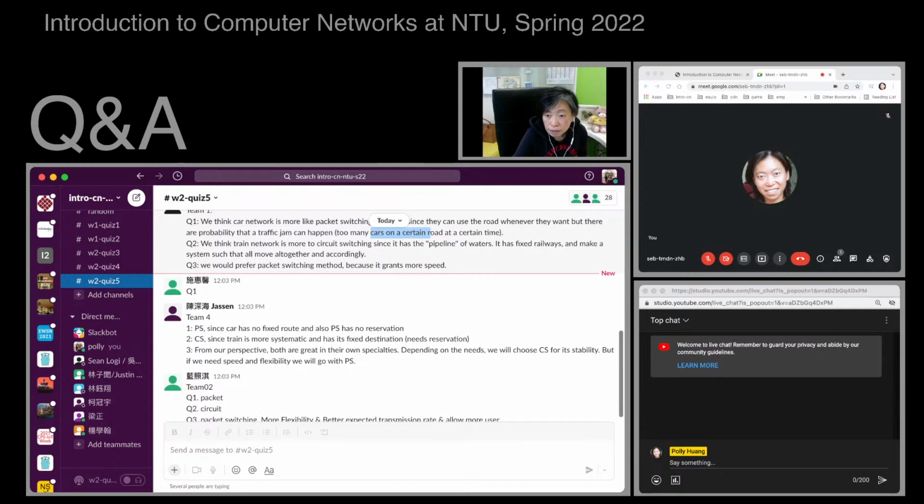Circuit switching. So train network is more circuit switching for team 1. Let's see what the reason is. Oh, because the train track is a little bit more like a pipeline of water. The water will be transported through the pipeline, just like the train tracks are dedicated for the trains. And these railways, the tracks, they are connected and fixed. At certain points they will also be switched, right?